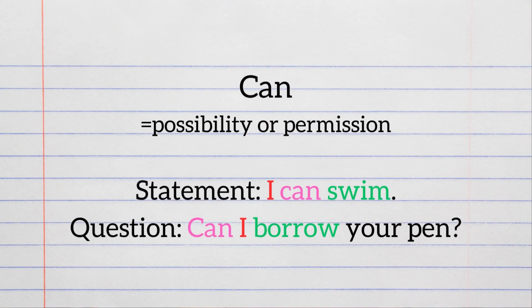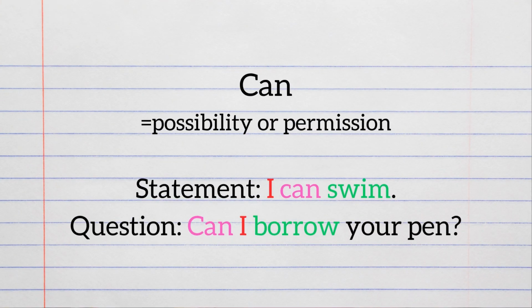We use can when we talk about possibility or ability, as well as asking for permission. For example, I can swim. This means it is possible for me to swim. If you want to ask permission in a less formal way, you can say, can I borrow your pen?